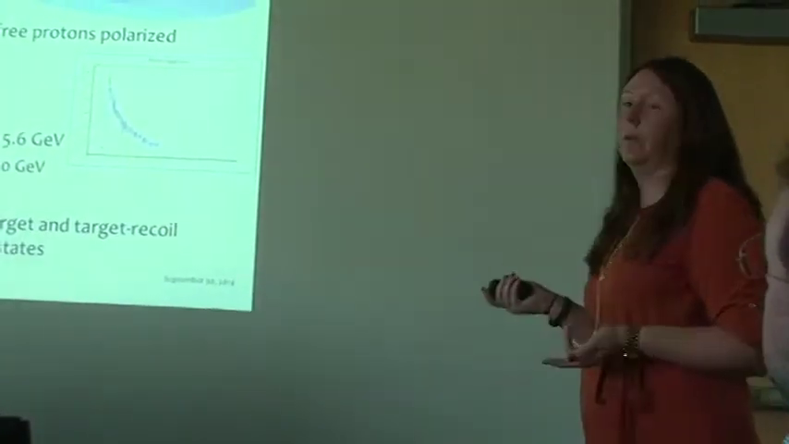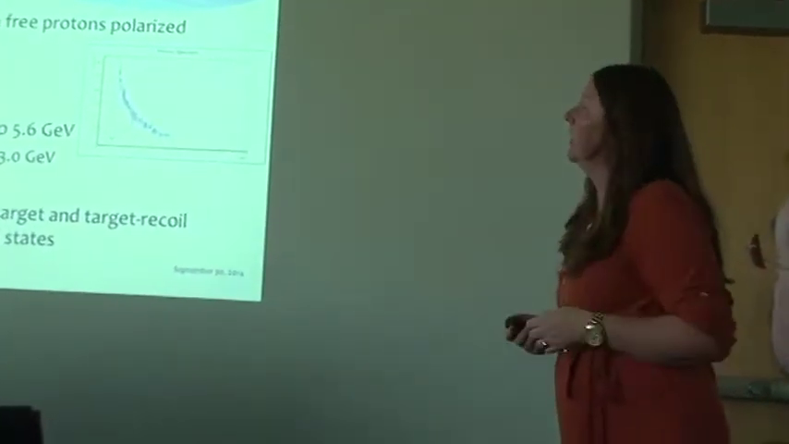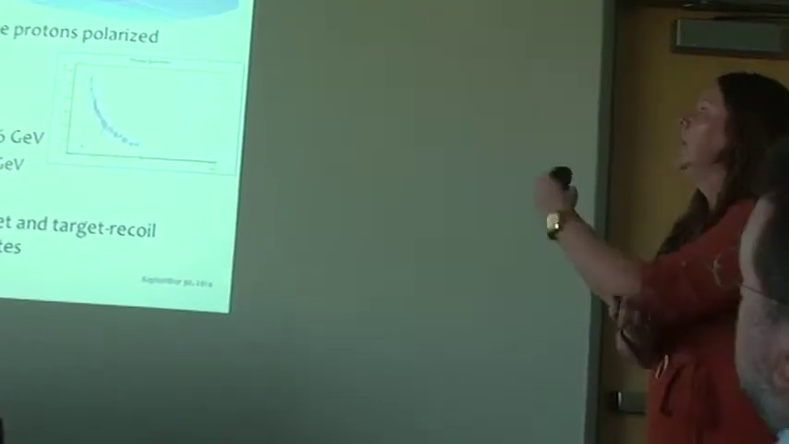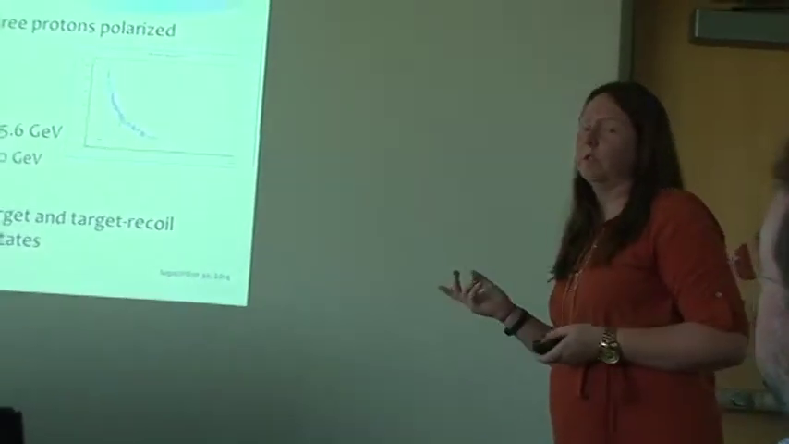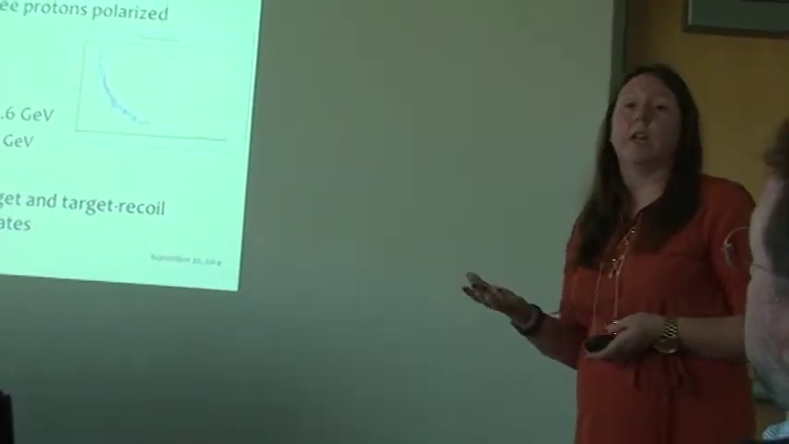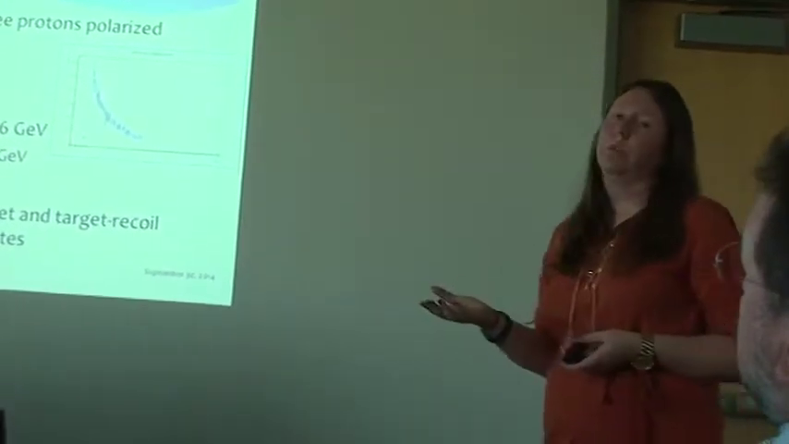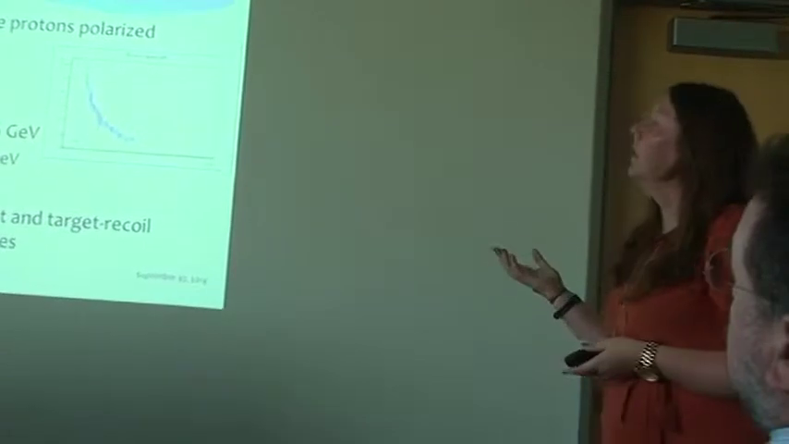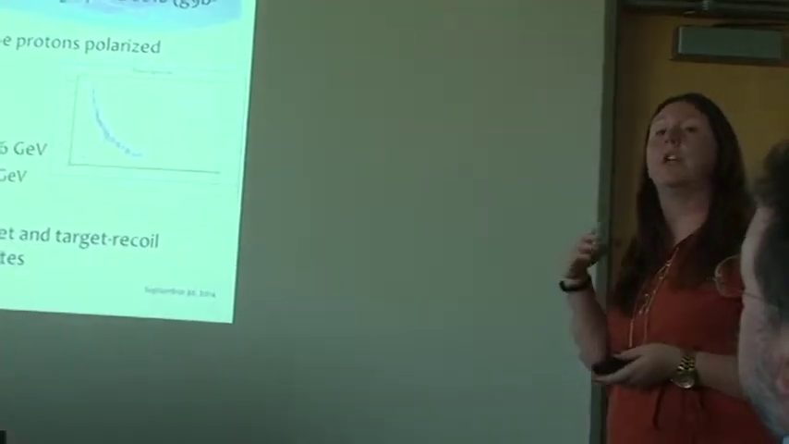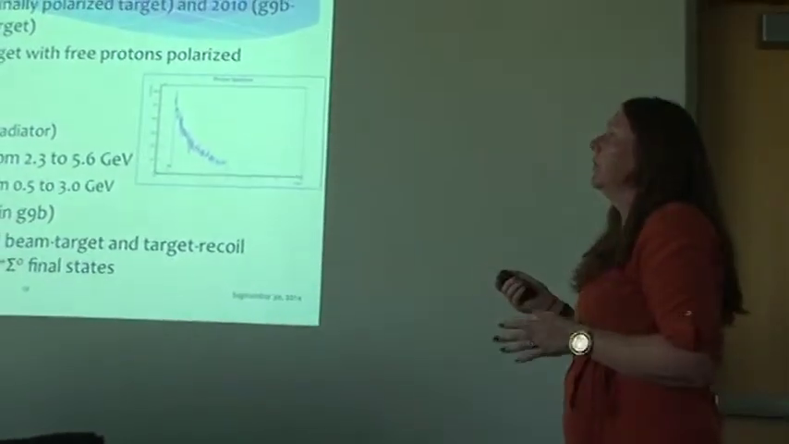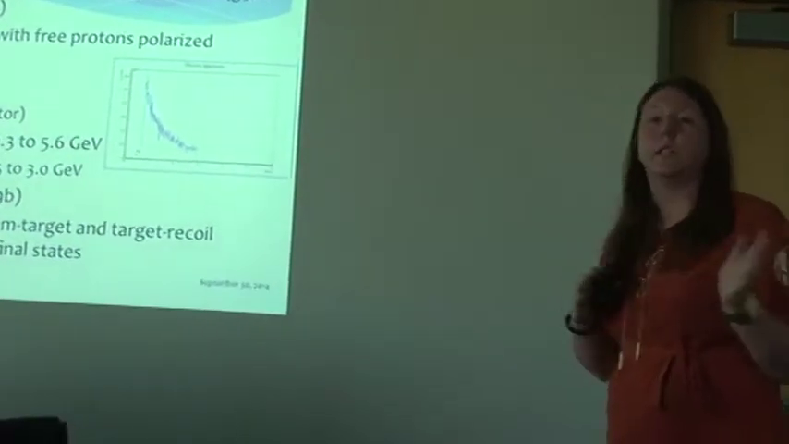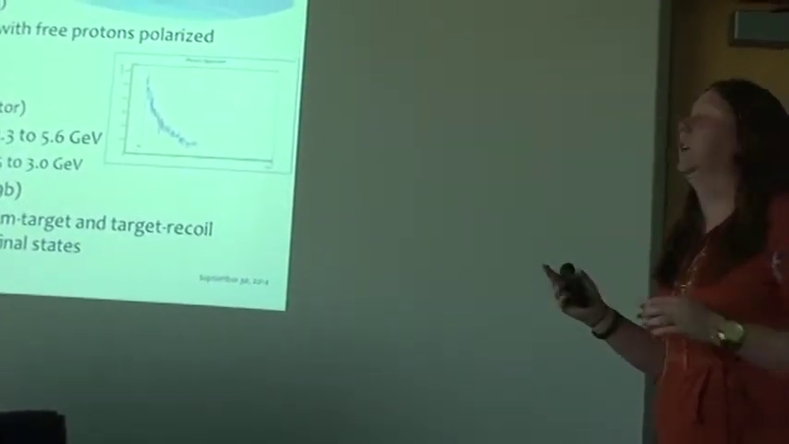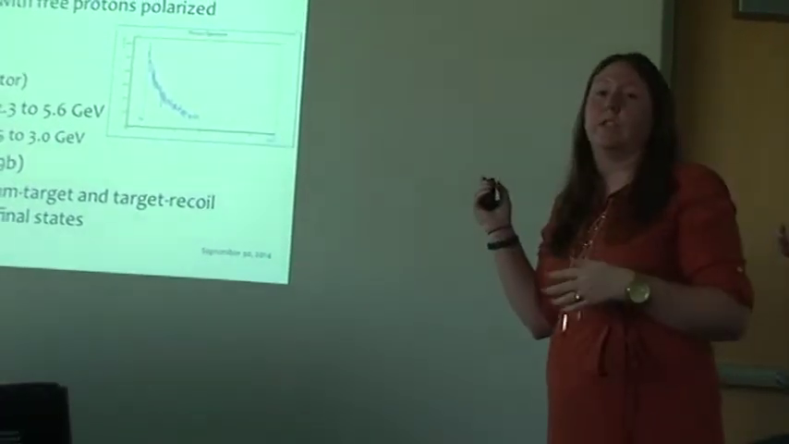So the FROST experiment, which is the experiment I worked on, was first approved in 2002. It ran in two parts: 2007 to 2008, which was referred to as G9A, and it had a longitudinally polarized target. Then it ran again in 2010, but this time it was referred to as G9B because it had a transversely polarized target. So the only difference here is the target's polarization direction, and I'm doing the second half, the G9B.